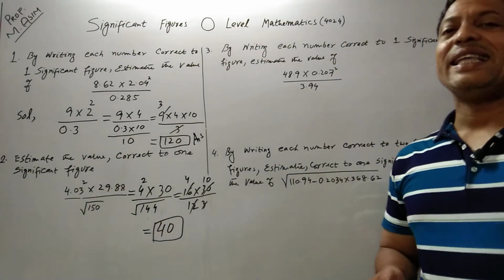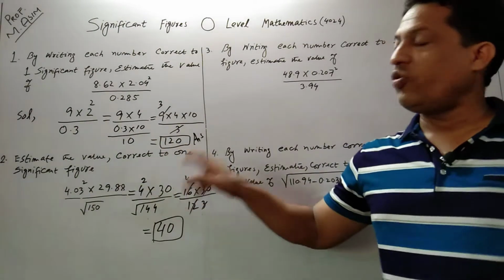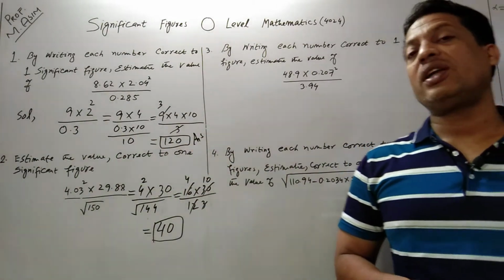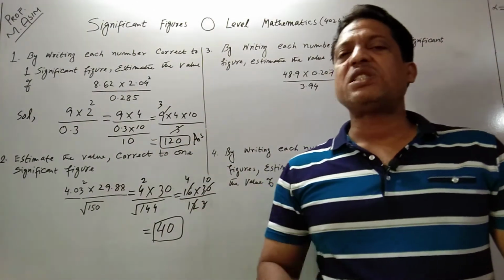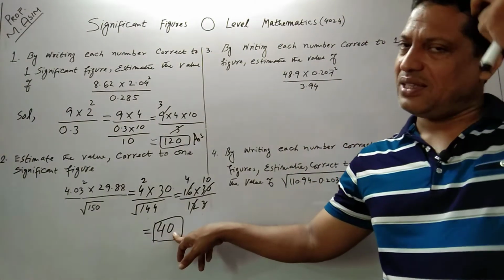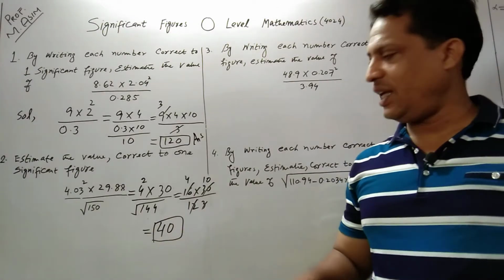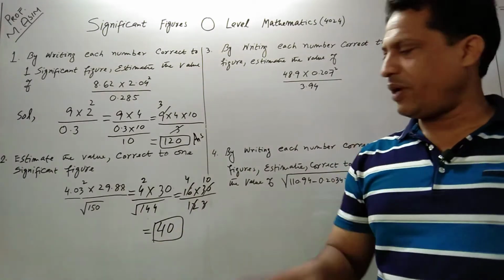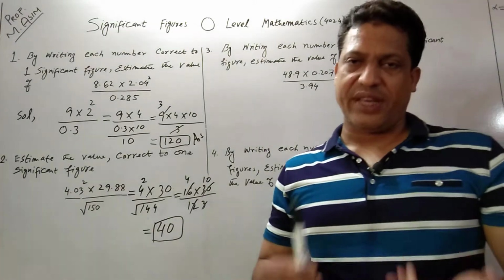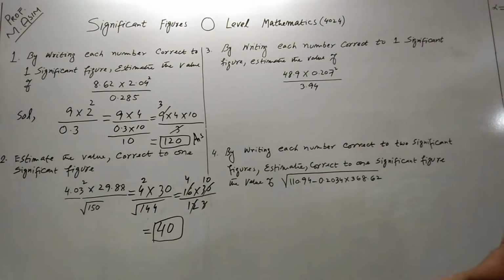Now, see the requirement of the question. Estimate the value correct to one significant figure. It means your last answer must be in one significant figure. See this. What is our answer? Our answer is 40. How many significant figures in this 40? Only one, because this 0 has no significance. I hope you understand. Okay, now come to question number 3.